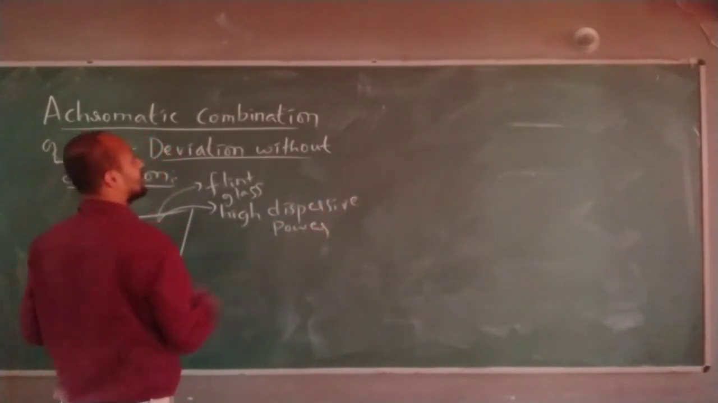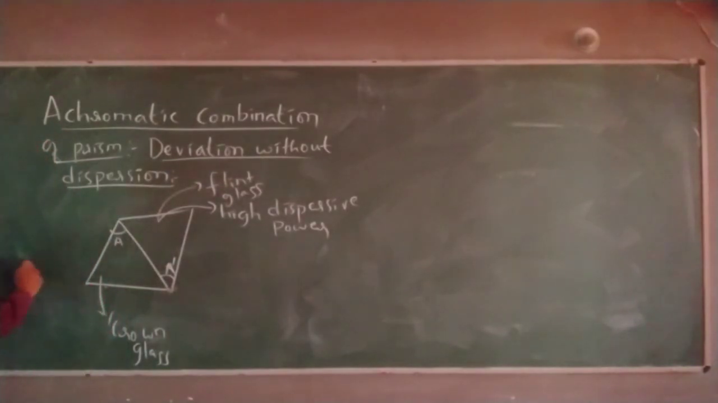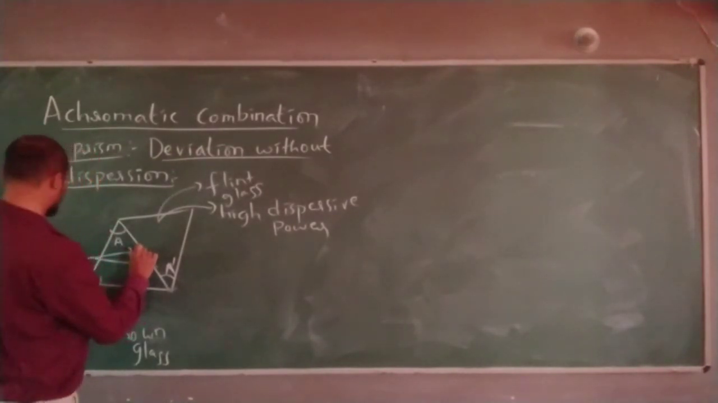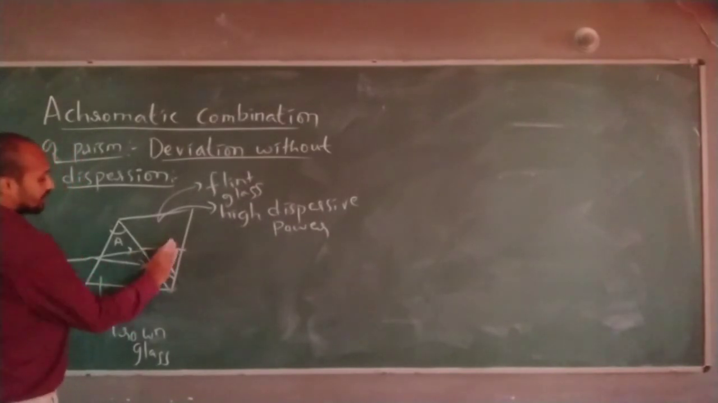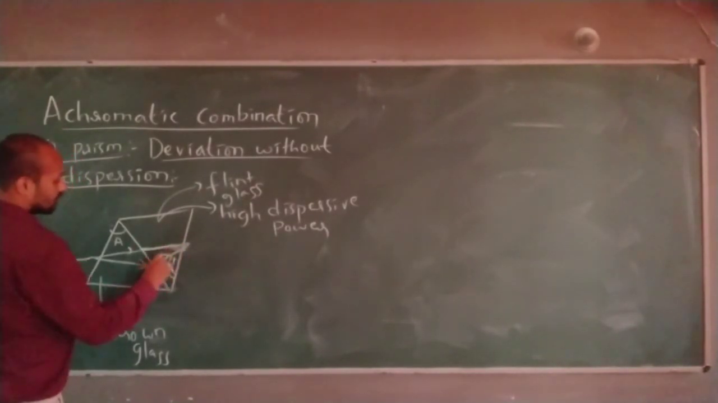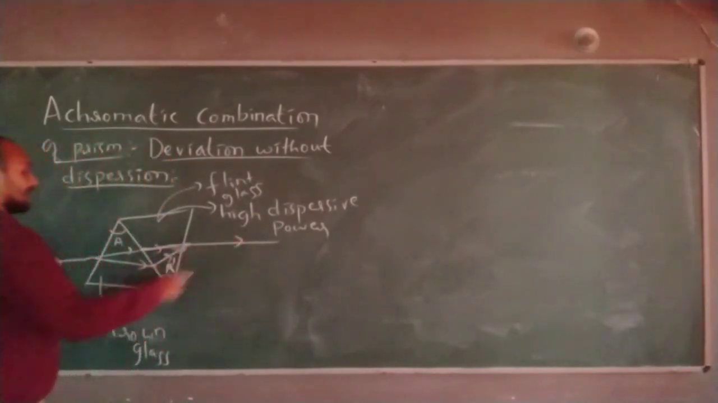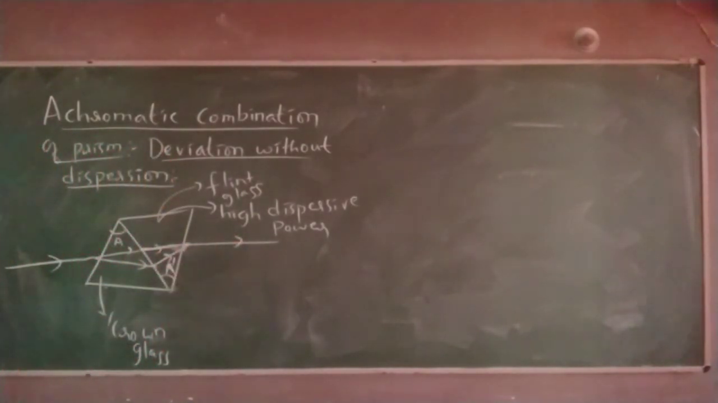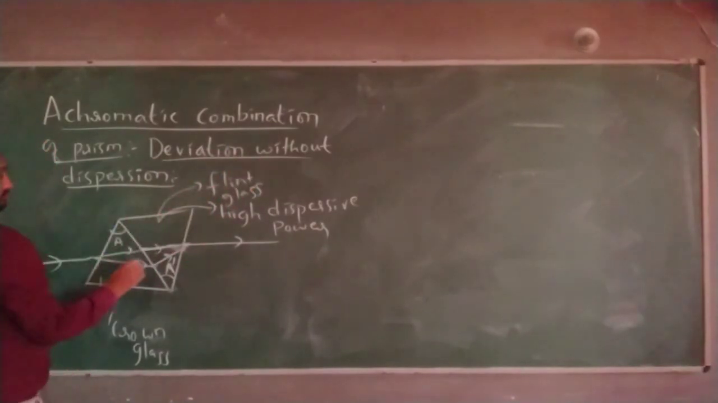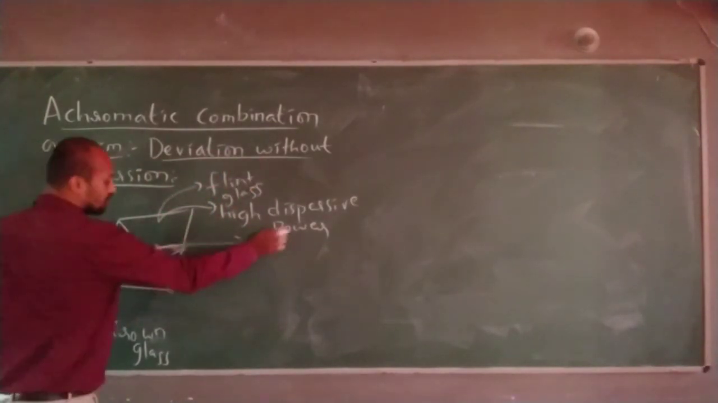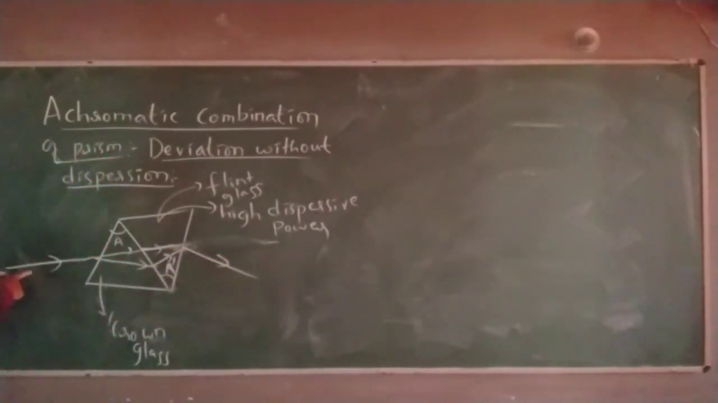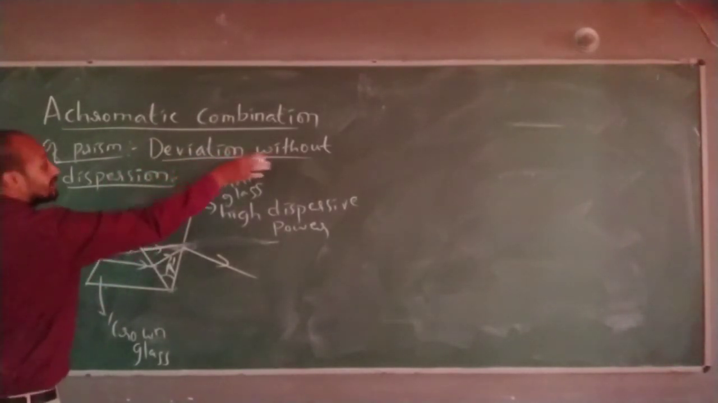So, what is the condition I am telling? Deviation without dispersion. When light enters this prism, dispersion takes place. After passing through, the light comes from the prism. How much deviation will happen? I cannot say this light is parallel to this light. Let me write it like this. This light is not parallel to this light, but if I combine two prisms in such a manner, what is that? Deviation without dispersion.